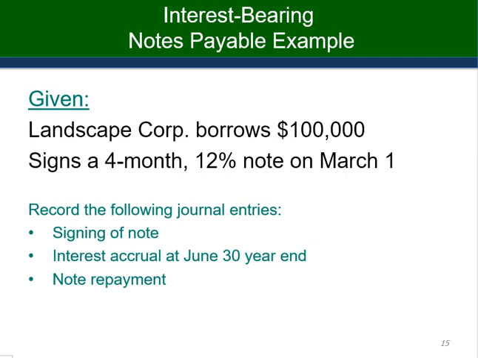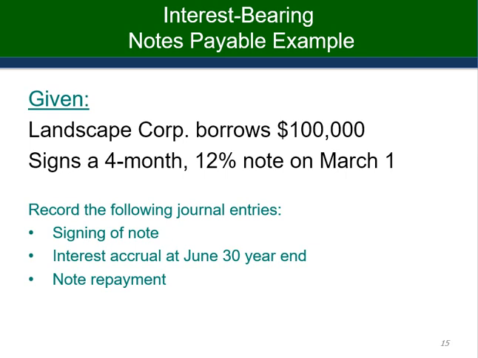So here we have an example. Let's say that Landscape Corporation borrowed $100,000 and signed a 4-month 12% note on March 1st. So a 4-month 12% note would mean that if it's 4 months, that's a third of the year. So that's about a 4% interest amount.